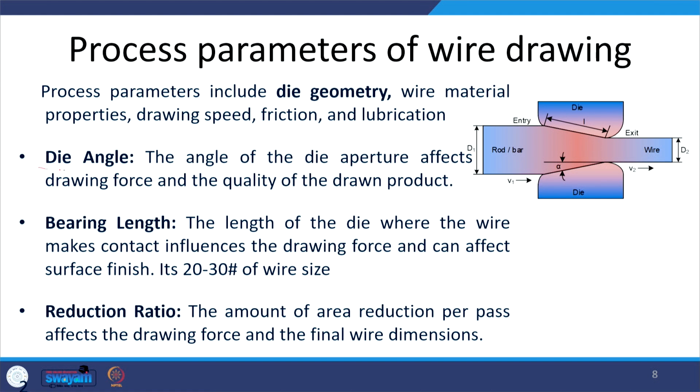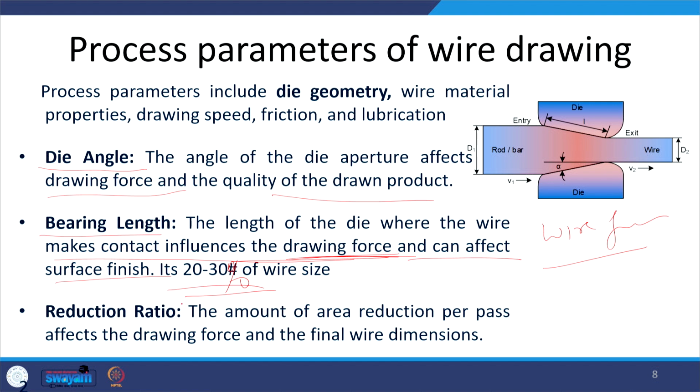As far as the die angle is concerned, the angle of the die aperture affects the drawing force and the quality of the wire drawn. We will see later how the wire drawing force is affected by the die angle. The bearing length is the length of the die where the wire makes contact, which determines the wire drawing force and can affect the surface finish. It is usually 20 to 30% of the wire size.